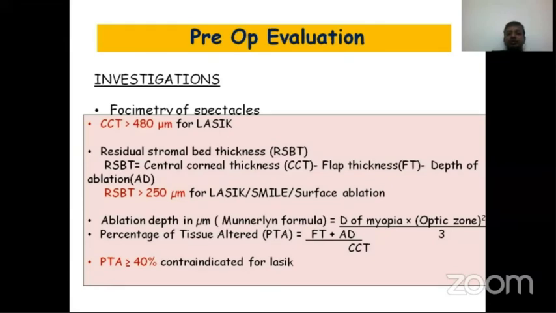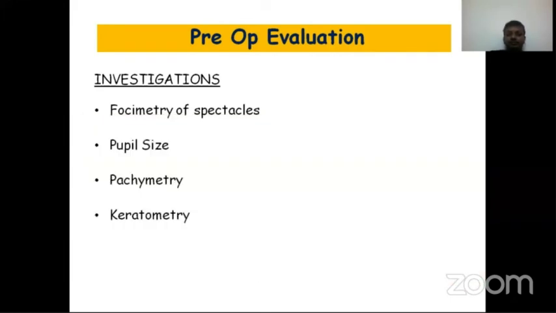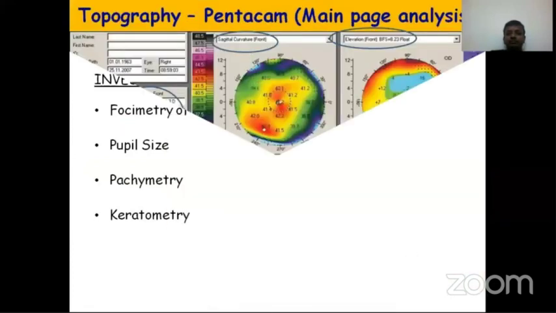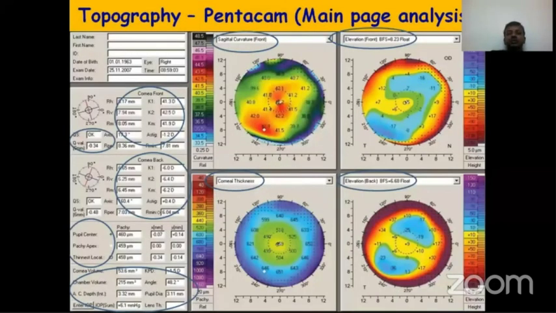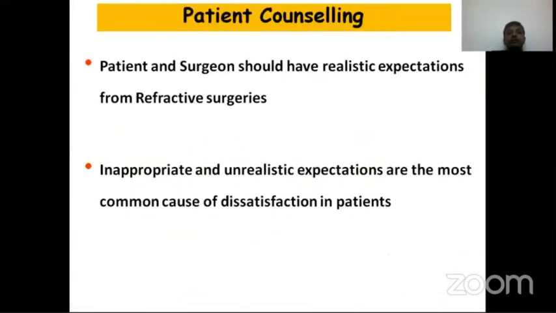The residual bed thickness should always be more than 250 microns after any of the refractive corneal-based procedures, and the percentage of tissue alteration in the cornea should not be more than 40%. If it is more than 40%, those patients may develop post-LASIK or SMILE ectasia. So topography is one of the main investigations in refractive surgery. For now, I'll skip this because it has already been discussed by the previous speaker.